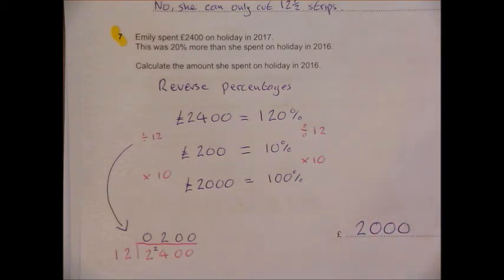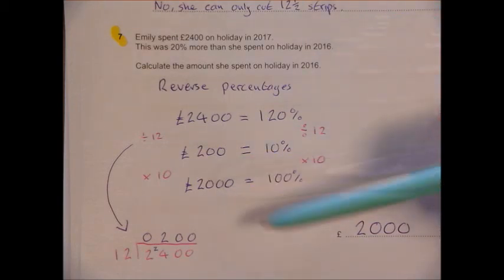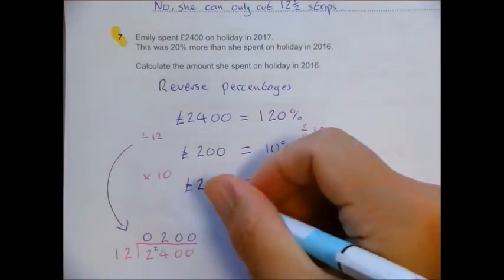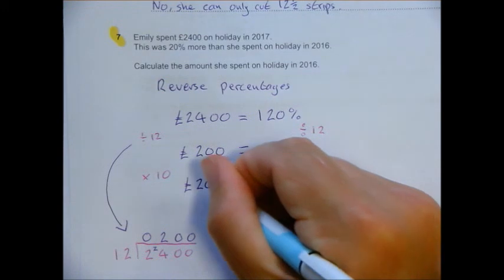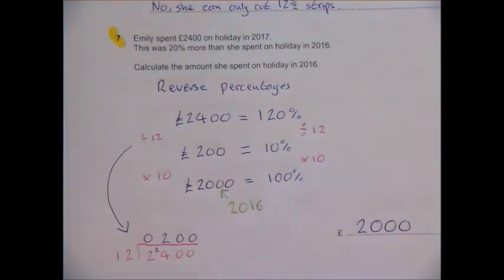Now the nice thing about reverse percentages questions is that you can check your answer. Because if that's what she paid in 2016, and I might do a little note on that, 2016, and you're told the following year she spends 20% more, well, if you add 20% onto this, you actually get 2,400. 10% is 200, double that, 20% is 400, add it on, 2,400.